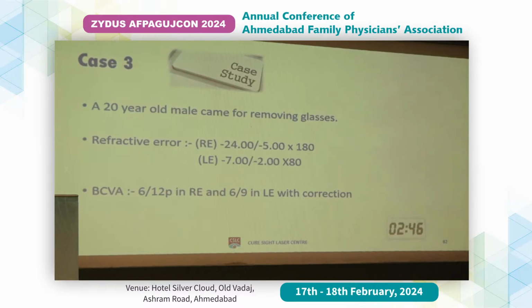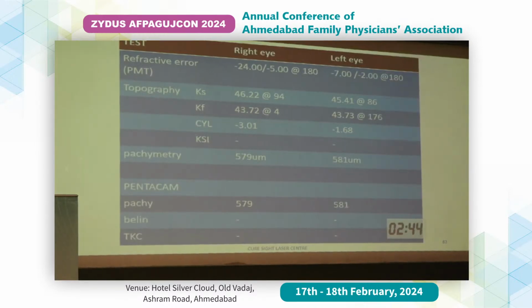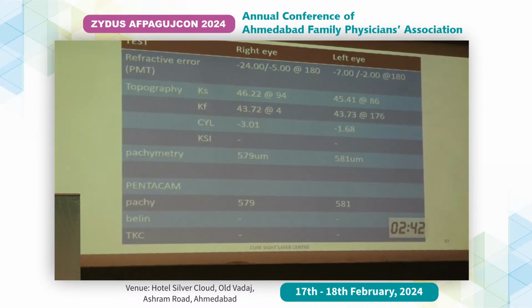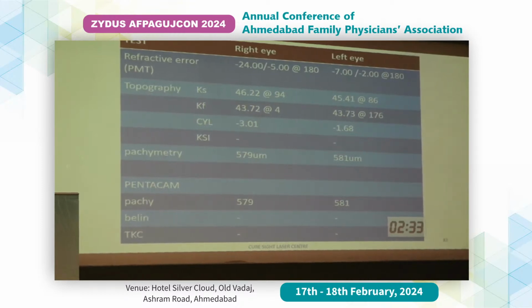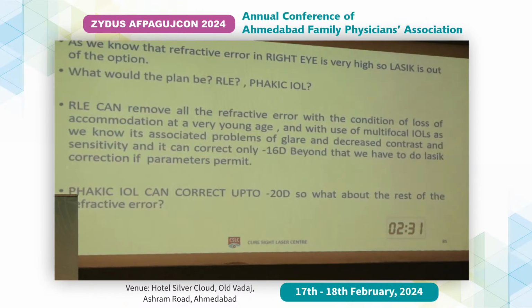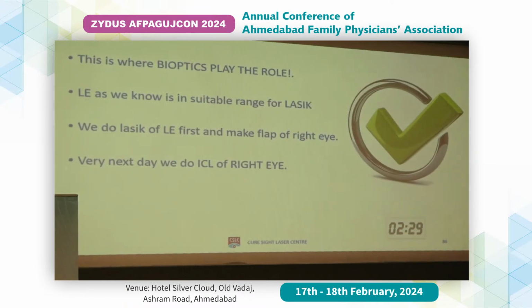So in such a case, as we know, even in LASIK, we can do up to just 10 numbers, and ICL has its limitations up to 20 numbers. So in this case, we mix-matched both procedures. That process, we call bioptics.